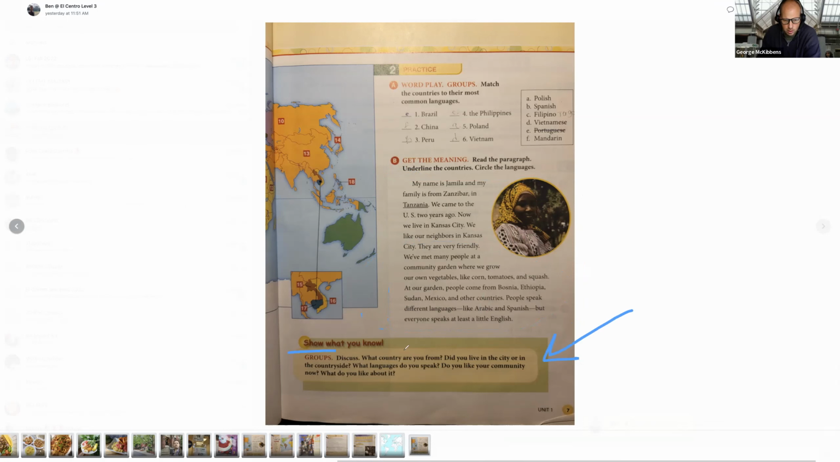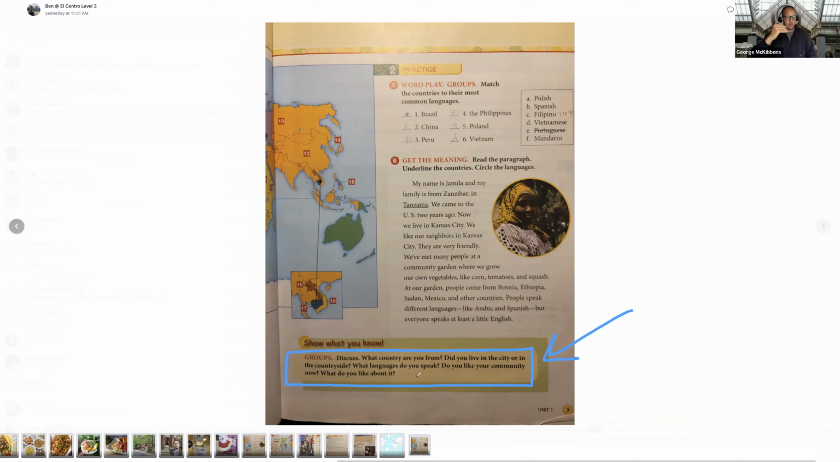Rosa, would you read what I'm circling right here? Discuss what country are you from? Did you live in a city or countryside? What languages do you speak? Do you like your community now? What do you like about it? Read it, this one. Yes, please. What country are you from? Do you live in the city or in the countryside? What language do you speak? Do you like your community now? What do you like about it?